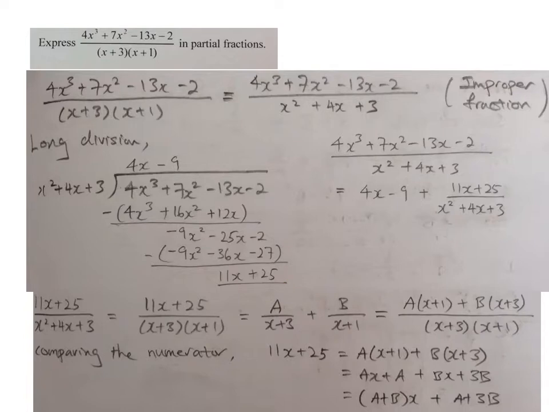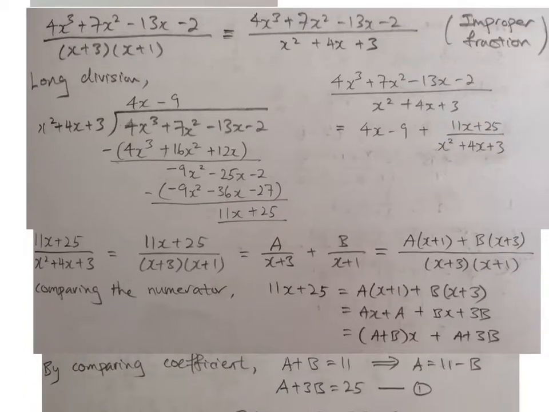So I can rewrite my expression, with 4x minus 9 over here. I put it down here. My remainder, I write it at the top, and my denominator, my divisor, goes below. In this case, 4x minus 9, we can leave it alone. For this particular part, I have to do my partial fraction. So I do my partial fraction.